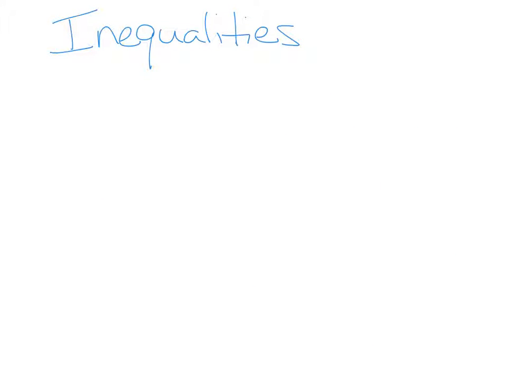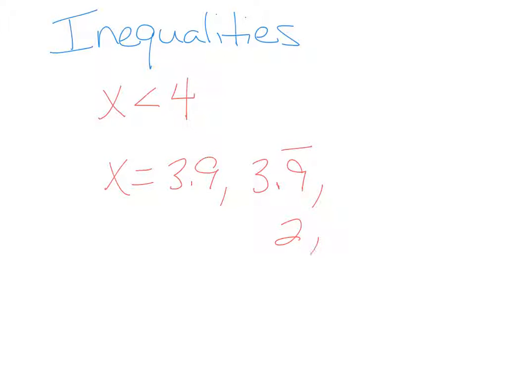So the number inequalities people don't usually have trouble with, but once we stick variables in there, then people start to get confused. So if I have something that says x is less than 4, that means x can represent any number less than 4. So it could be 3.9, it could be 3.9 repeating, it could be 2, it could be 0, it could be -5, it could be -6, it could be -2016.